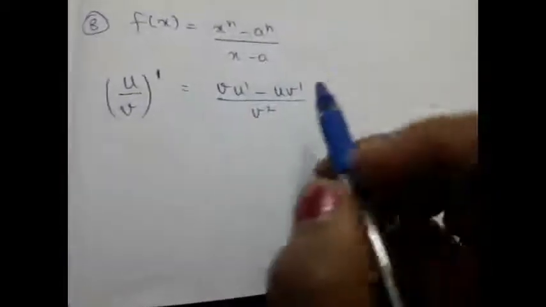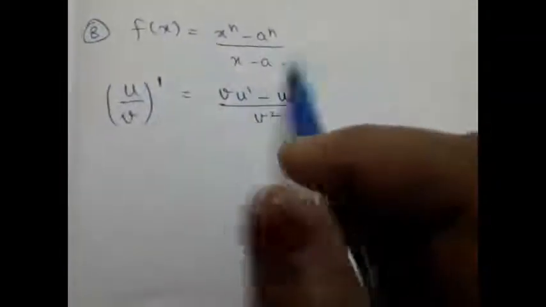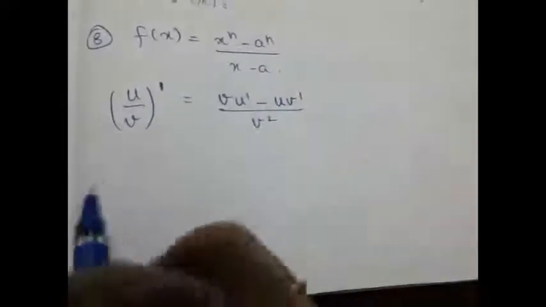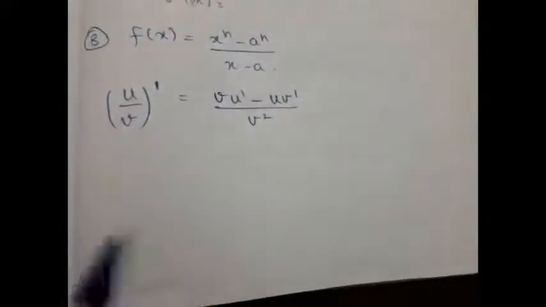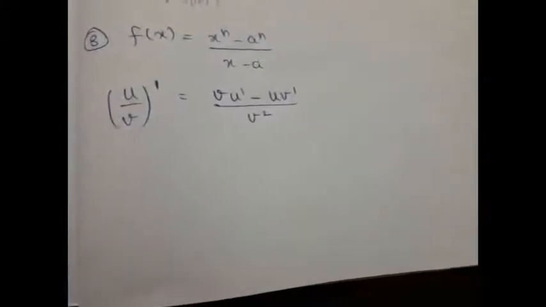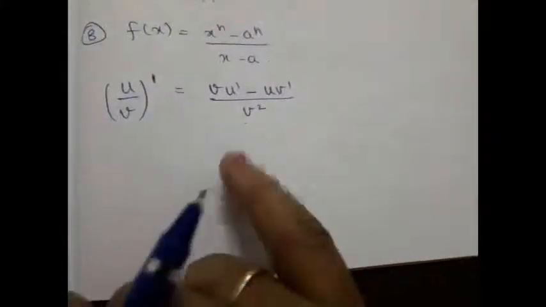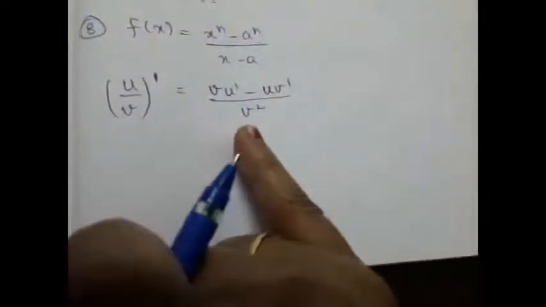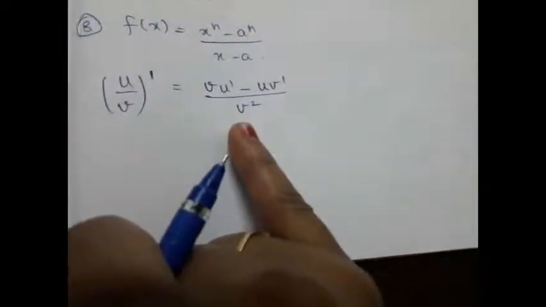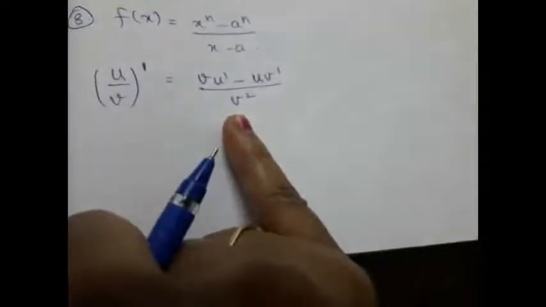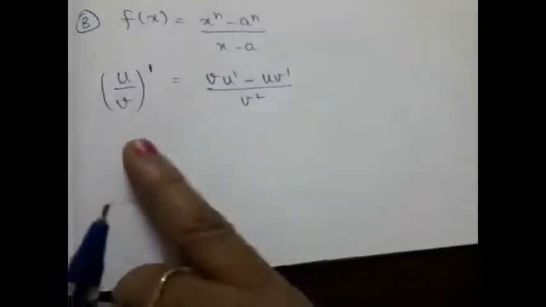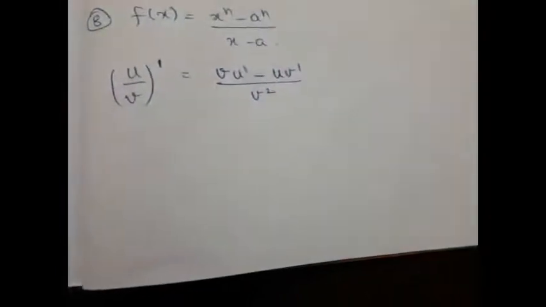Now let us see how to solve the 8th question. F of x is x power n minus a power n divided by x minus a. On looking at the question, immediately you can identify what rule we are going to use. We are going to use quotient rule. What is quotient rule? U by v the whole dash is equals to vu dash minus uv dash divided by v square. Remember, when we do the product rule, we will start with uv dash, right? When it is quotient rule, you have to start with v. U dash, u first you have to differentiate. Since we have negative sign in between, if you change the order, you will end up with the wrong answer.